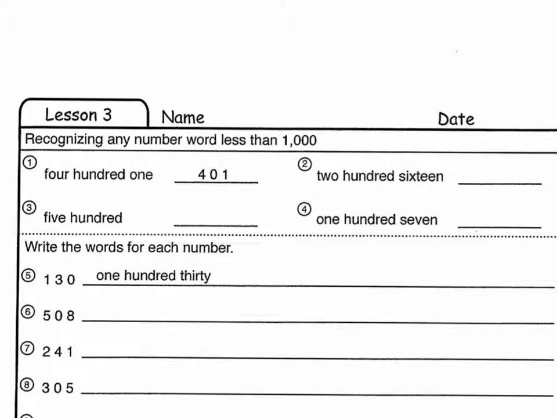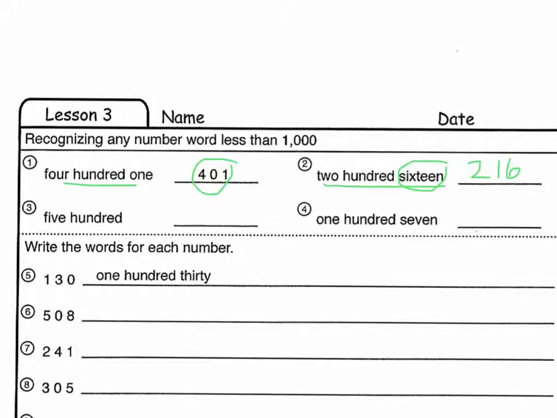Here we go. We're learning about numbers. Number words less than 1,000. How to write words or read words that mean numbers. Number 1 shows you the words for 401, and it's written 401. Pretty easy, right? Number 2 says 216. You got to make sure you read these words real carefully. Then you want to write that on the blank, 216. Pause the video, try numbers 3 and 4 on your own.